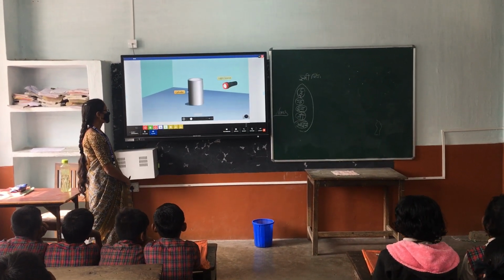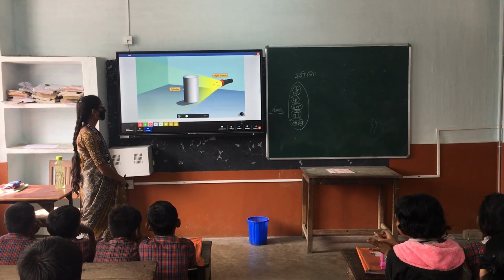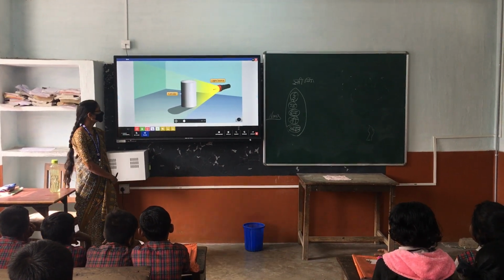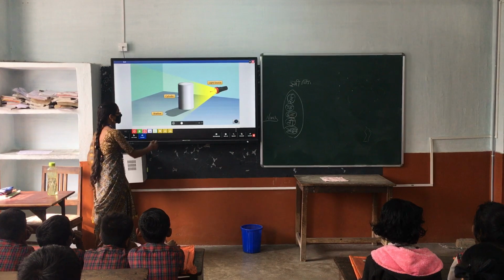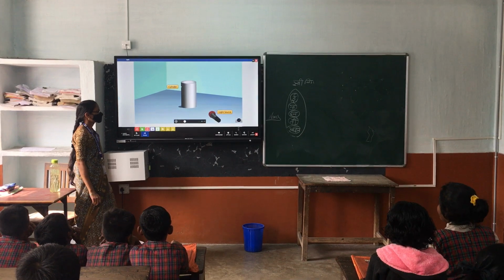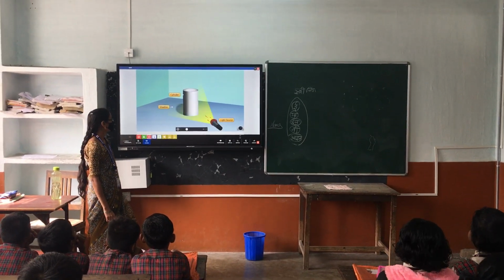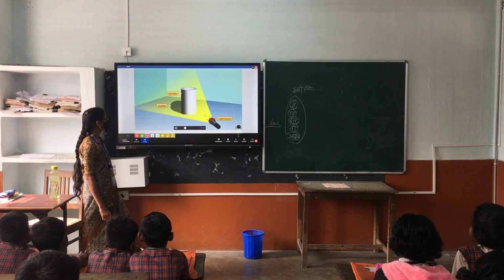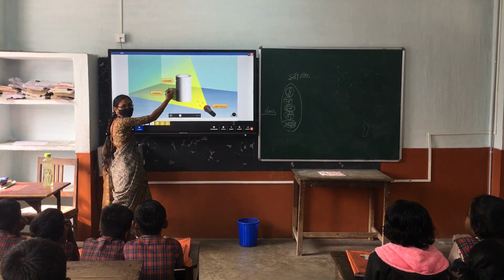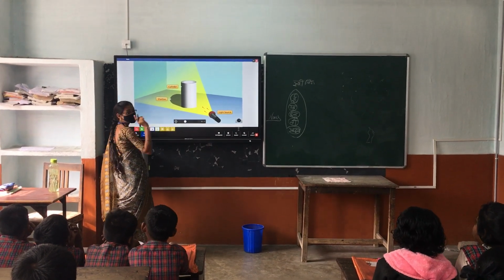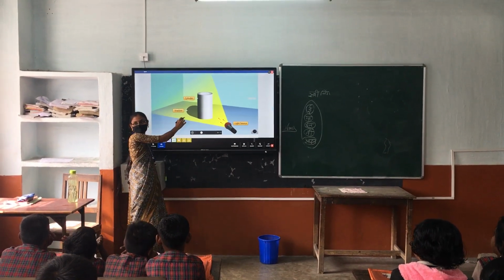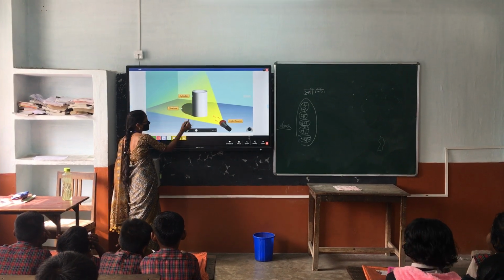When light falls on a solid object, a dark patch is formed. This is called the shadow of the object. And if the position of the light source is changed, we find that the shape of the shadow changes. Just before, the light is here and its shadow falls this side, and its shape is different. If we change the position of the light, the shadow is like this. Observe the shadow and the object.